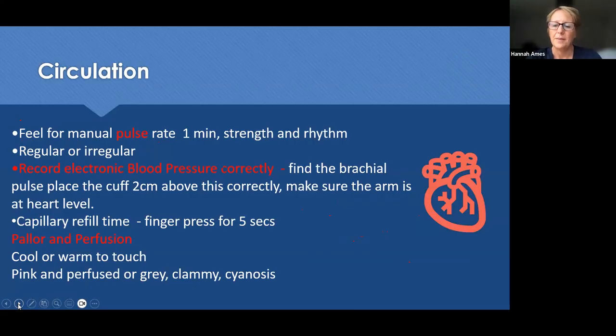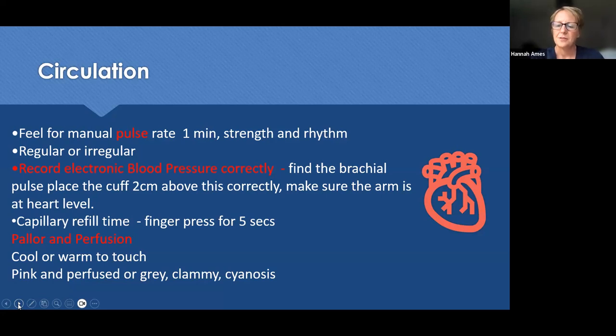You're going to comment on the strength of that pulse, so was that a weak pulse or a strong pulse, a bounding pulse, maybe in sepsis. And you are going to comment on the rhythm. So was it regular or irregular? You're going to record the electronic blood pressure on your child as well, making sure the heart is at arm level. And then you need to go on and complete your capillary refill time.